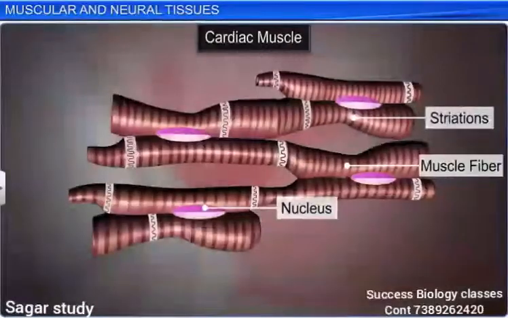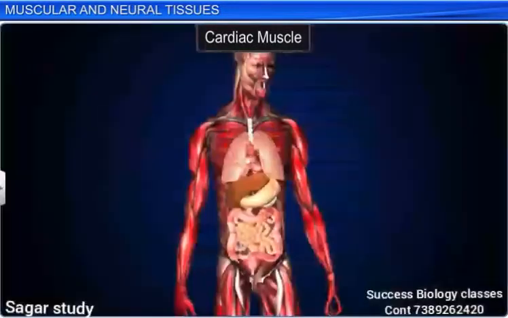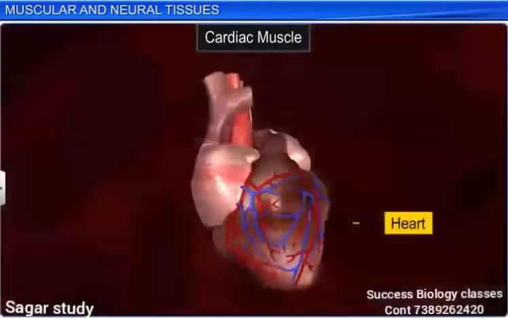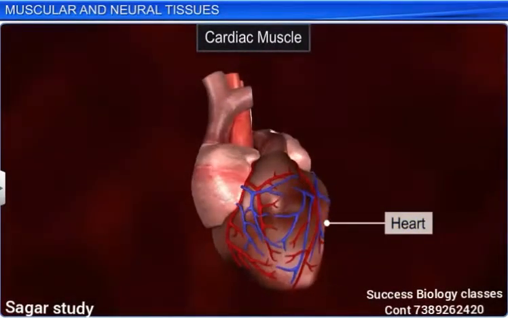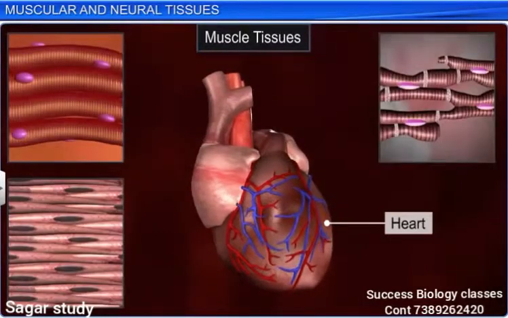Moreover, the communication junctions or intercalated discs at some fusion points allow these cells to contract as a unit. These muscles produce continuous rhythmic contractility of the heart. Thus, muscle tissues play an important role by bringing about body movements as well as rhythmic contractions of the heart.